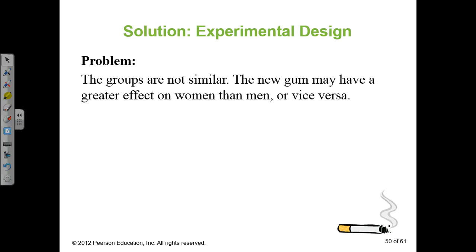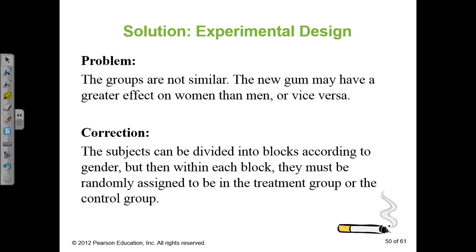One of the problems is the groups are not similar. The new gum may have a greater effect on women than in men, or vice versa. So maybe we should take the subjects divided into blocks according to gender, but then within each block they must be randomly assigned to be in the treatment group or the control group.